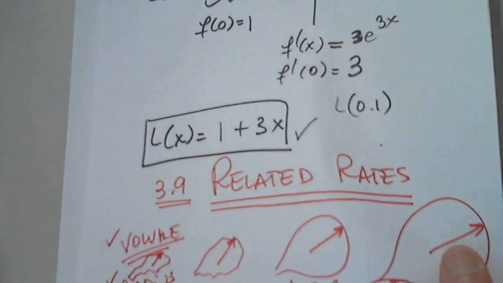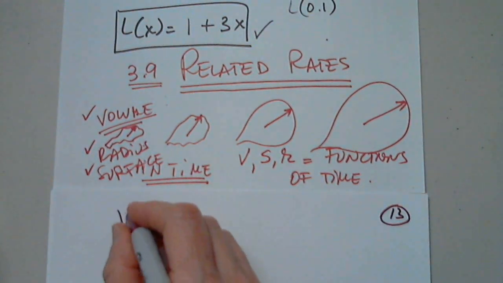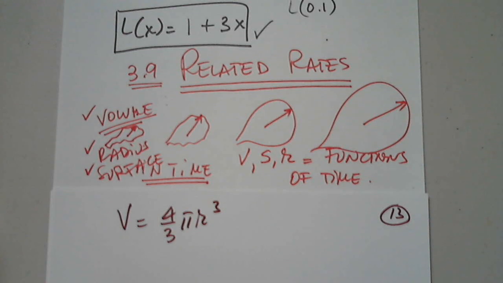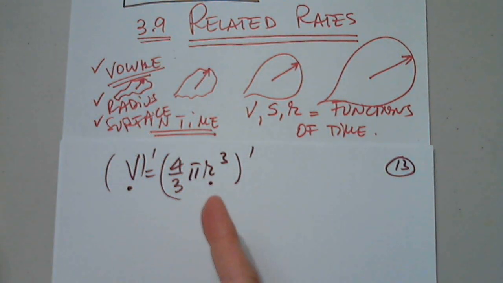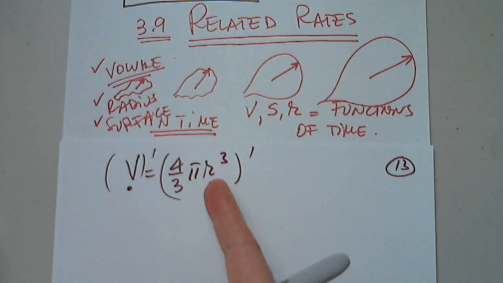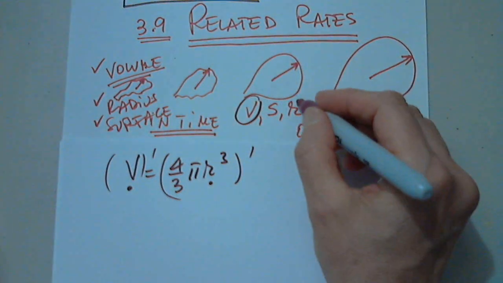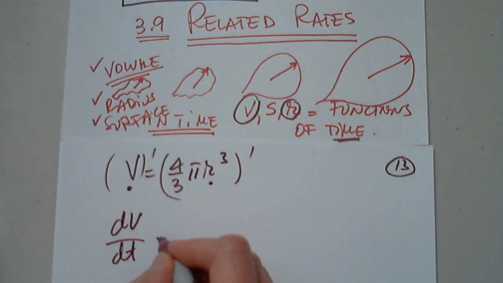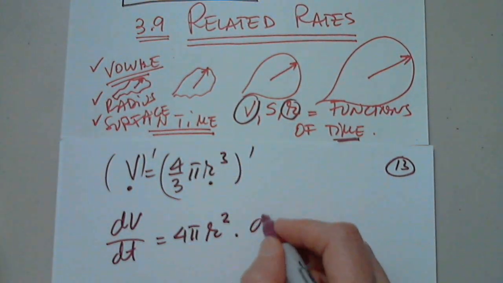Here's an example of just what we just looked at. I know that the formula for the sphere is 4/3 pi r cubed. When I differentiate both sides, I'm going to put always a dot under functions of time, so you don't treat this as a variable. Because the volume is a function of time and the radius is a function of time, when I differentiate both sides, I have dV over dt equals 4 pi r squared times the inner function prime.